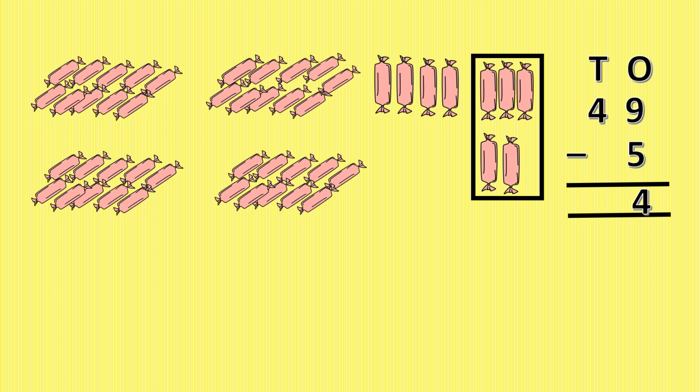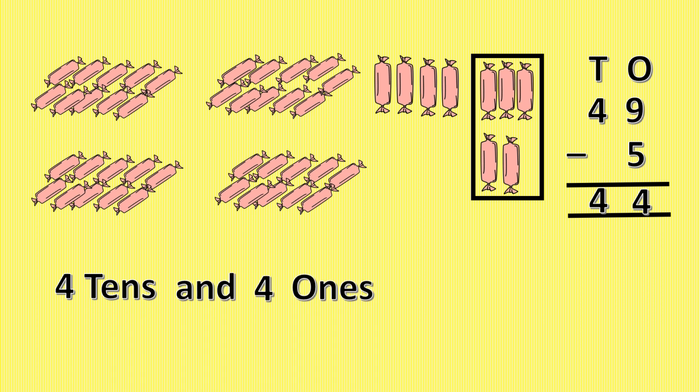Now the tens place, as you can see, nothing is under the box. So all the tens place chocolates are as they are. Whatever was there in the beginning will remain the same, 4 tens. So 4 tens and 4 ones is the answer, or the difference of this subtraction sum. 4 tens and 4 ones is the answer.